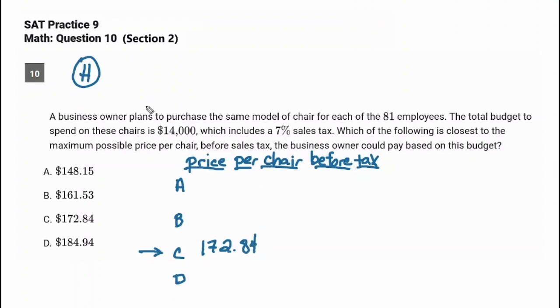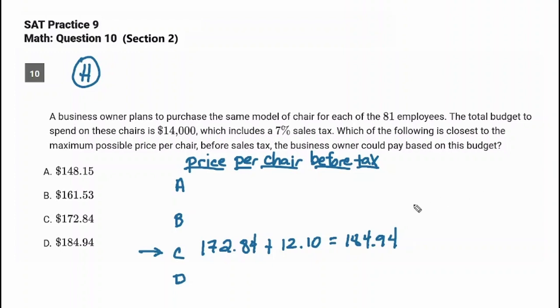So what do you do with that number? Well, you got to add the 7% sales tax. So you're going to take 172.84 times, don't mess this up, it's 0.07. It's not 0.7. And you're going to get about $12.10. You can add up the full decimal number on your calculator back to 172.84. You're going to get 184.94. You're going to multiply that times 81, the number of chairs.